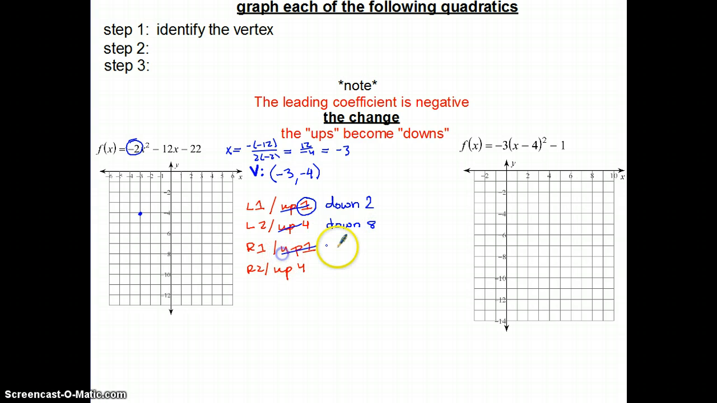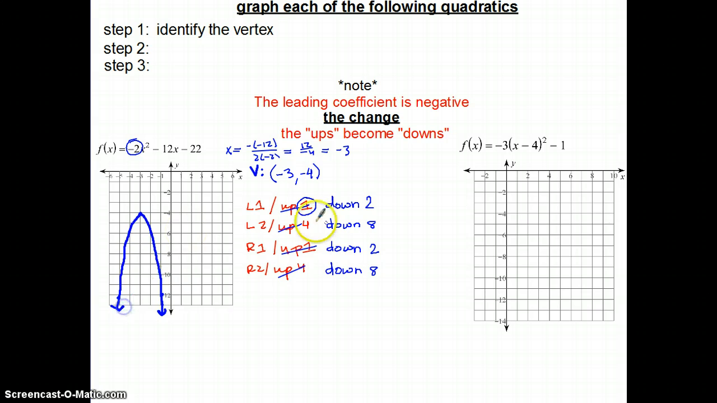Instead of going up 1, the negative makes my graph go down, and I multiply 1 by 2 to get 2. Instead of up 4, I'm going down, and 4 times 2 is 8. So from my vertex, I go left 1 down 2, left 2 down 8, right 1 down 2, and right 2 down 8. So now your graph is a downward facing parabola.